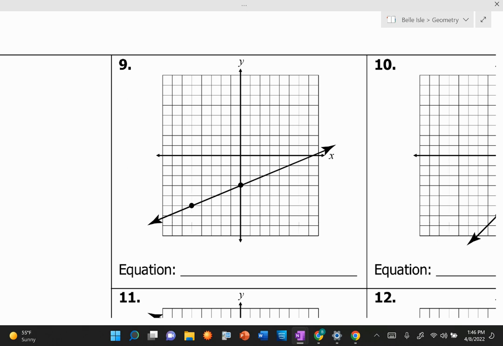Now, positive 3 is up here. So what's that? Negative. That's negative. Okay, so this one, -6. Perfect.